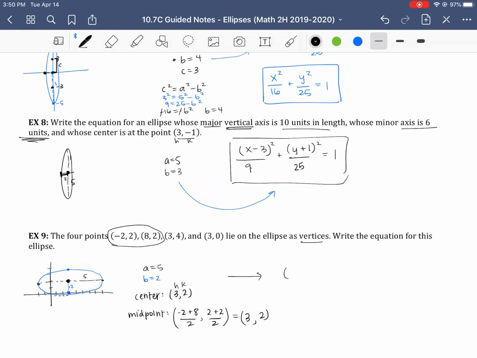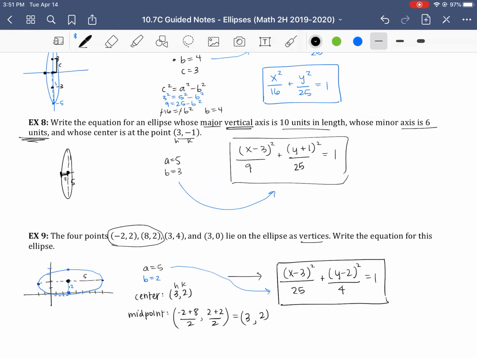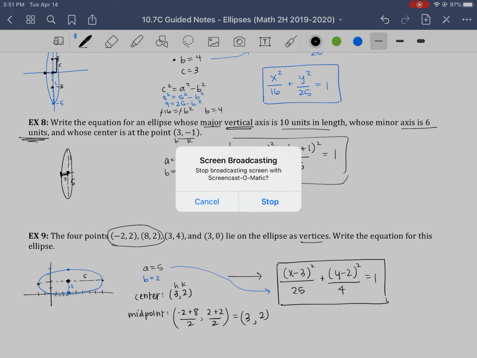Okay, then we just plug it into our equation. So here's our h and our k, which comes from the center. We go x minus 3 squared. Then we do our y value, minus 2 squared, and that's equal to 1. And again, this one's horizontally elongated, so the bigger value gets to go underneath the x this time, because x is our horizontal. So 5 squared would be 25, and 2 squared, the b value, gets to go under the other one. That would be the equation for our ellipse.